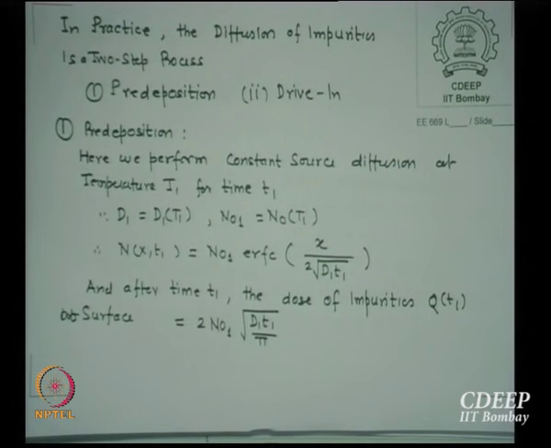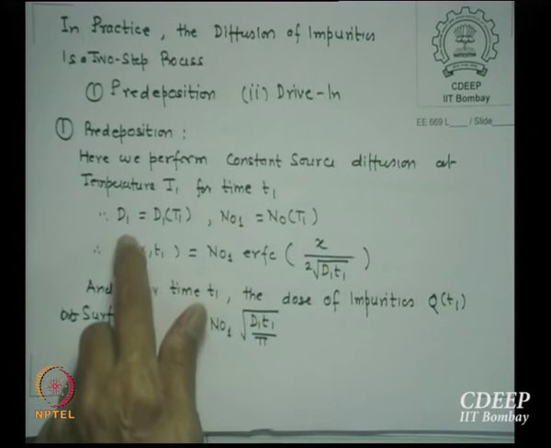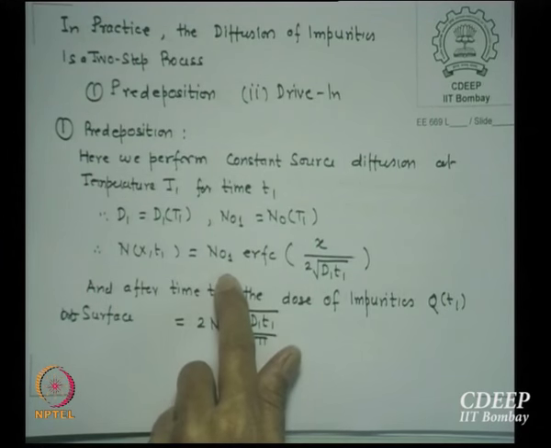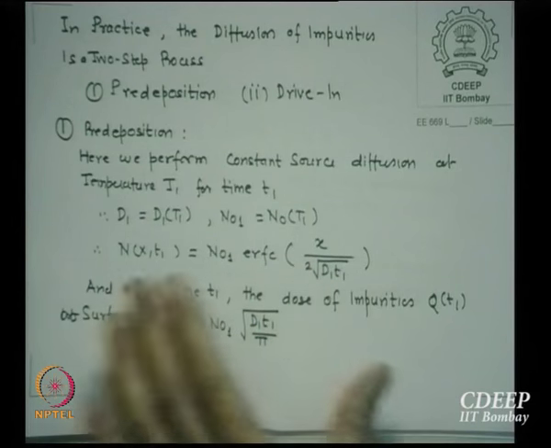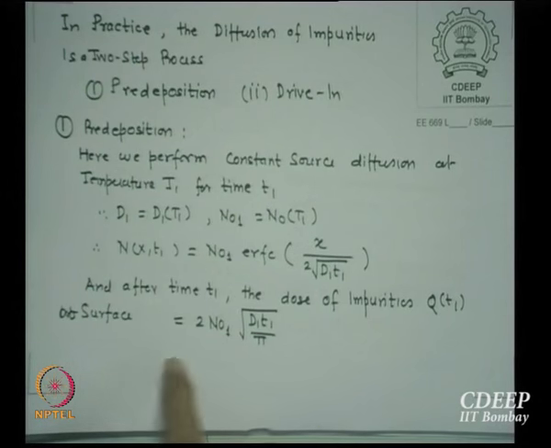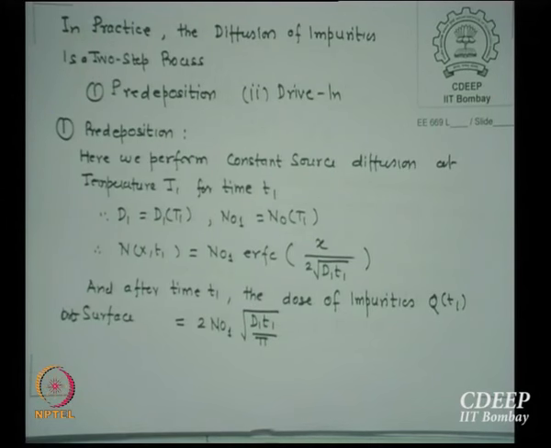So if I do pre-deposition, basically pre-deposition is a complementary error function diffusion with constant source or infinite source, whatever word you want to use. I do it at temperature T1 and time t1. So I know D1, I know N01, and therefore N01 times complementary error function of x upon root D1t1. This is the profile I got, and for this I have calculated the dose, which is 2 N01 root D1t1 by pi. Why I put 1? Because this is the first step. Next may be 2, N02, because the Gaussian will have another value. This is essentially the charge per unit area at the surface. So the first step in diffusion is creating the sheet charge, which is called pre-deposition.